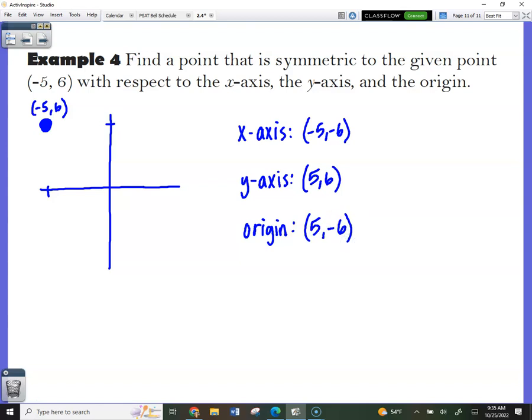And if you plot those, so like this would be negative 5, negative 6. This one's 5, 6, and then over here is 5, negative 6.